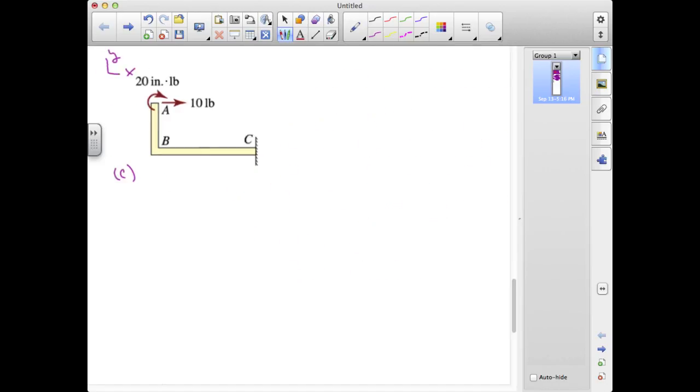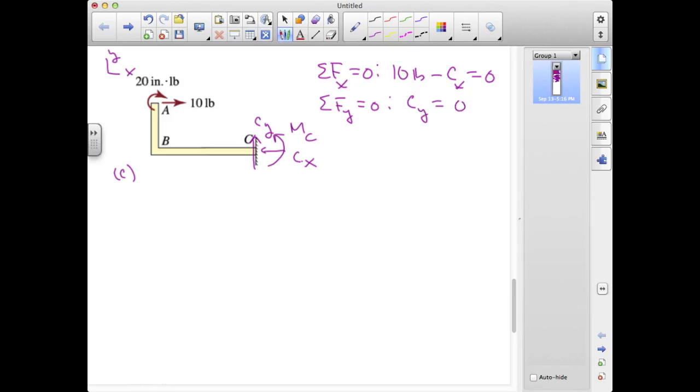For part C, this problem is actually pretty straightforward because we've got a built-in support at C, and so we have a full complement of reactions. We've got a CY, we've got a CX, and we've got a moment about C. And the equations turn out to be very simple here. So sum of the forces in X equals 0. We have just 10 pounds minus CX equals 0. So CX is obviously going to be 10 pounds. In the vertical direction, we have a reaction force CY but no external load, so CY is equal to 0 pounds.